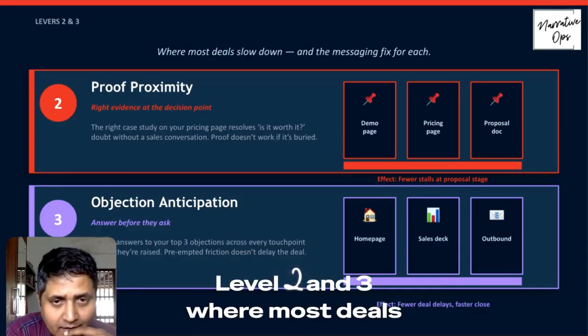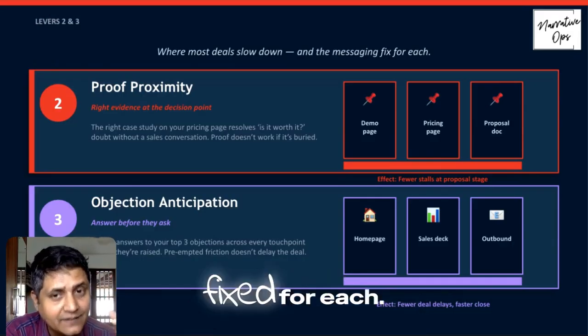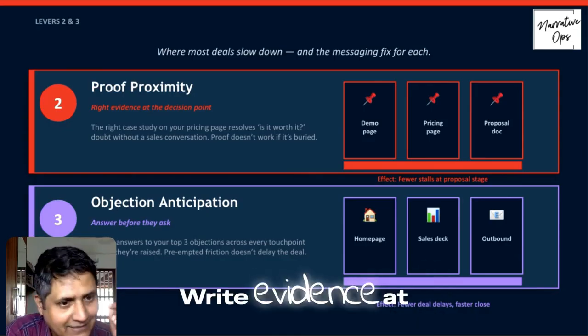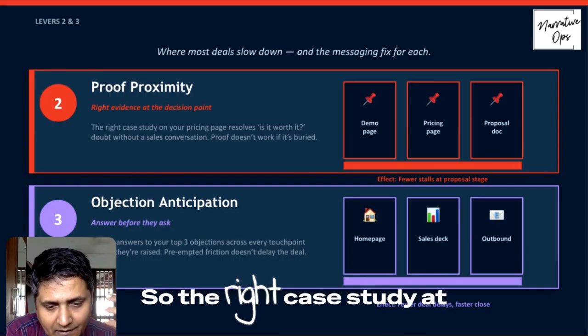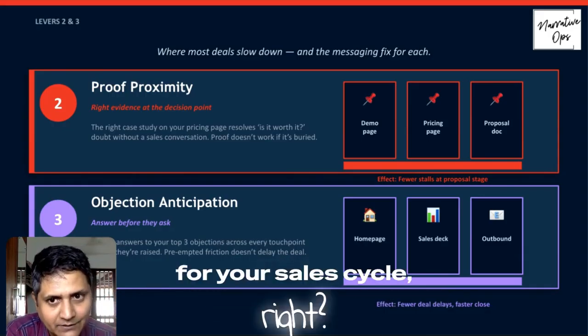Levels 2 and 3 are where most deals slow down, and the messaging fix for each, right? For example, let's look at proof proximity, right? Right evidence at the decision point. So the right case study at the right place does wonders for your sales cycle, right?